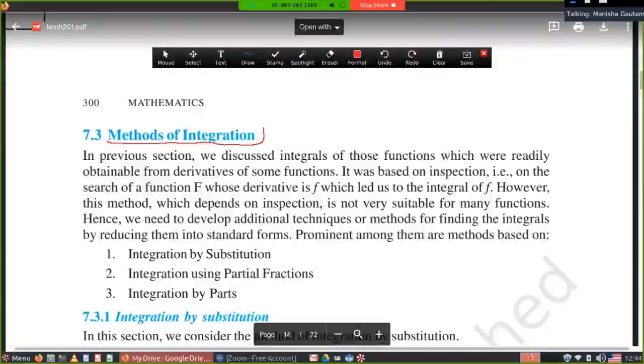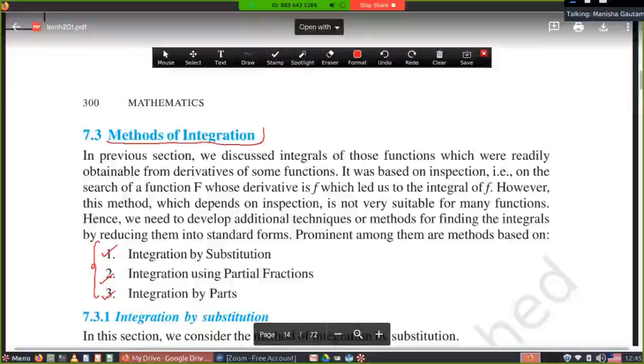So here are three methods which you have to apply. First is integration by substitution. Second is integration using partial fractions. And third is integration by parts. Now, these are the three methods we will apply to reduce the given function into the standard form, so you can apply the standard formula on the function to integrate it.